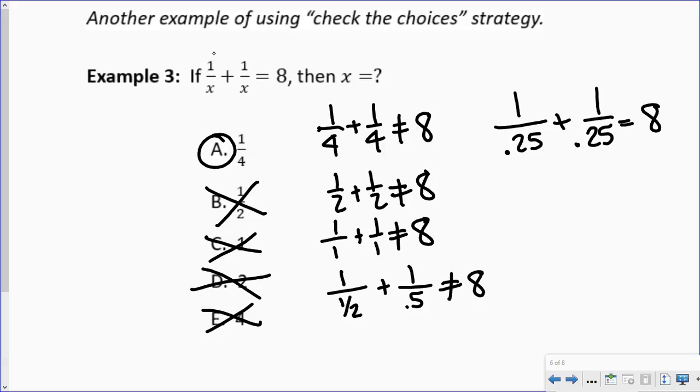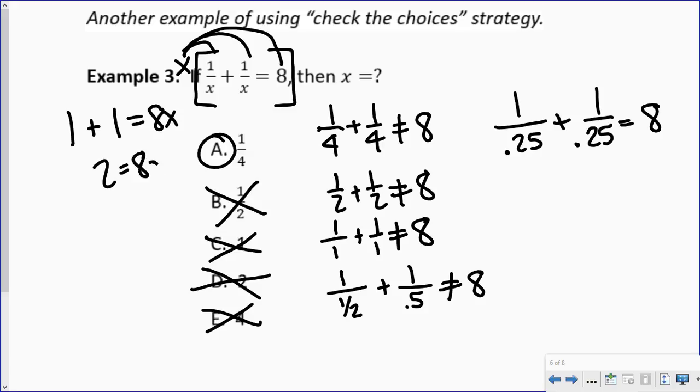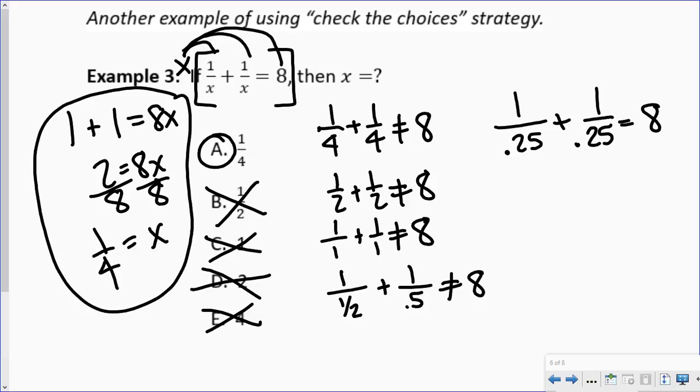Now, how you solve it is you multiply by the common denominator x all the way across. So that'd be x over x, which is 1, plus x over x if I distribute, which is 1, and then equals 8x. So 2 equals 8x, divided by 8. That's where the 1/4 comes from. But if you didn't remember this math, you could have checked these choices and plugged them in for x to see which one gave you equal to 8.